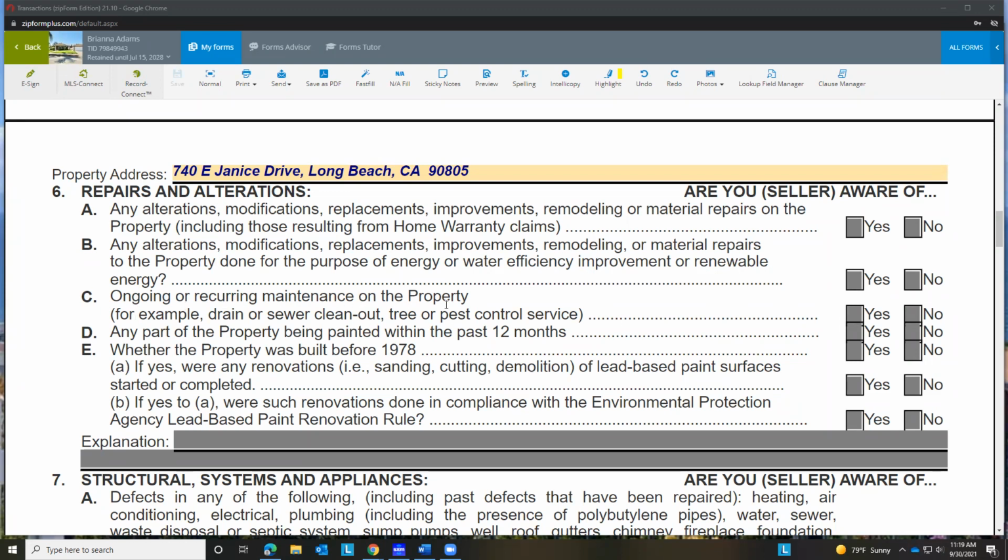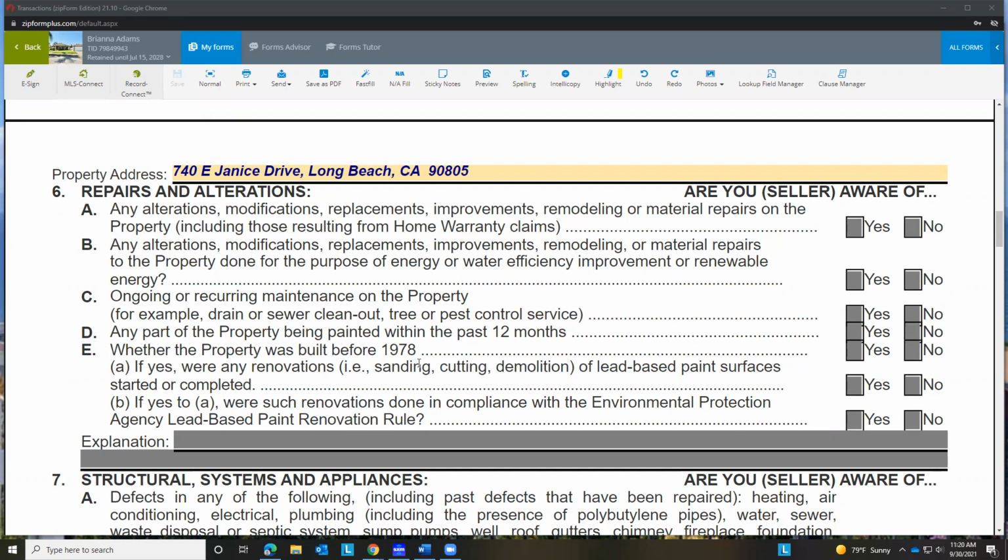Ongoing or reoccurring maintenance on the property. They didn't used to have this lovely little example here. Drain or sewer clean out, tree or pest control service. Yes or no? Any part of the property being painted within the past 12 months? Yes or no? The yes would be what was painted? The outside, the inside, the kitchen, just the bathrooms?